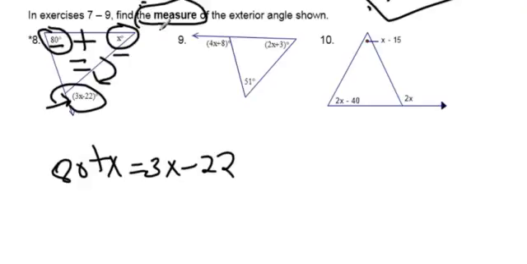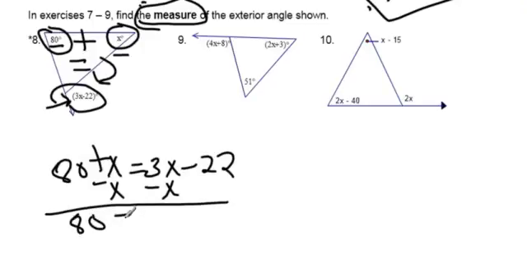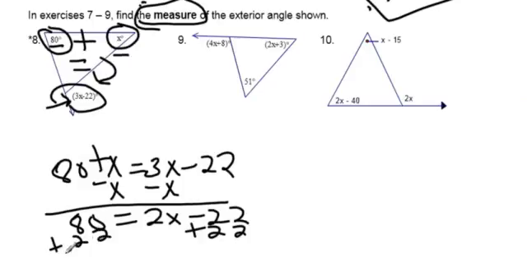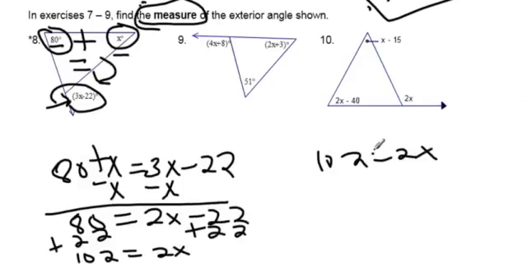Okay, so we have set up our equation to find x. After we find x, we want to find the measure of the exterior angle. So I'm going to subtract x from both sides of my equation. I get 80 equals 2x minus 22. I'm going to add 22 to both sides of my equation. So I get 102 equals 2x. I'm going to divide both sides by 2. So I get x is 51.